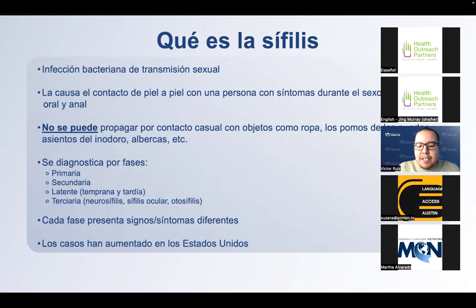Syphilis is a bacterial sexually transmitted infection that is transmitted by skin-to-skin contact with a person who has a syphilis symptom, such as a syphilitic sore. Transmission depends on the type of sex folks are having. That includes vaginal, anal, or oral sex.